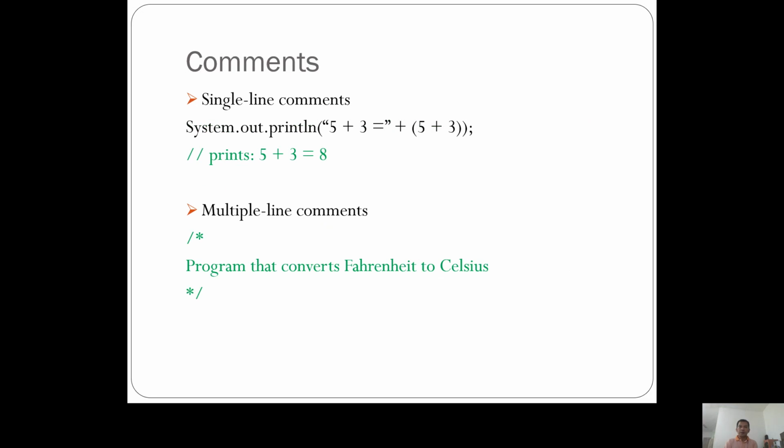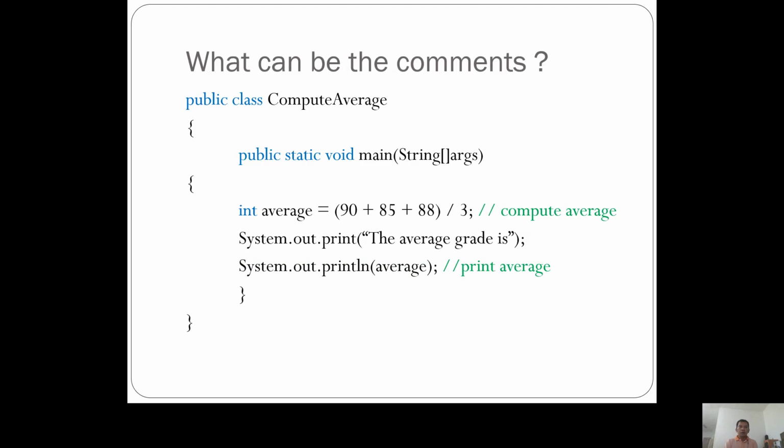Java has two common types of comments. Single-line comments begin with two forward slashes and can be placed anywhere in the line. Multiple-line comments are enclosed between a forward slash and asterisk, and an asterisk and a forward slash, as shown in the example. What can be comments? Inserting a comment gives us programmers an idea of how the program will execute, as shown in the sample source code. The comments are compute average and print average.